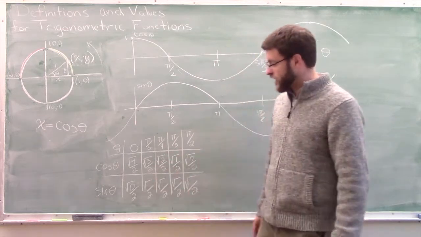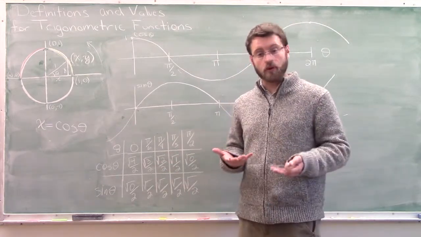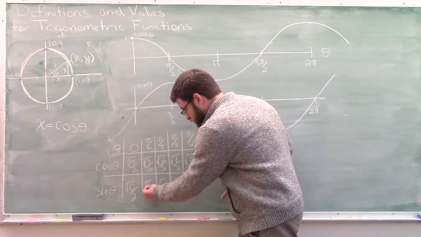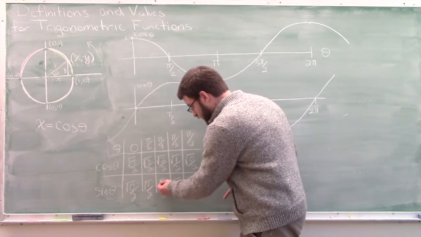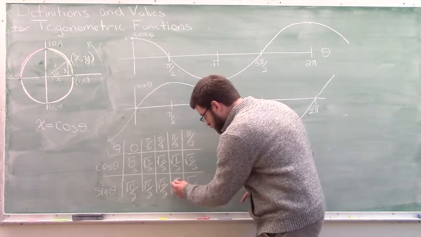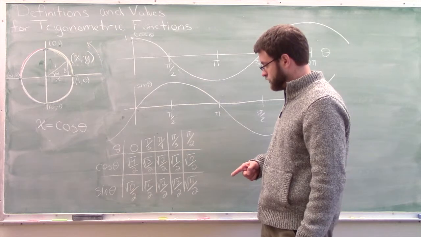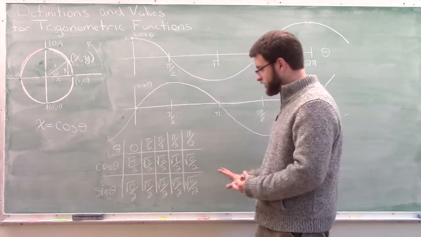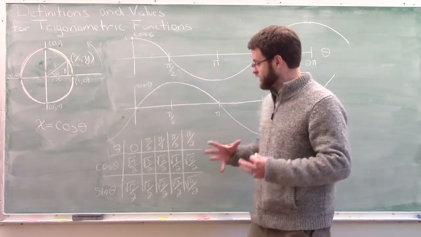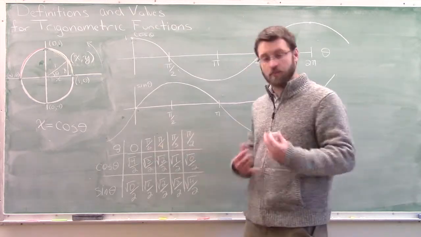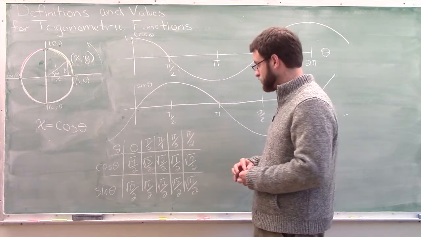For the values of sine, we simply count up. We start at square root 0 over 2. The next special value is square root 1 over 2. The next special value is square root 2 over 2, square root 3 over 2, and square root 4 over 2. Okay? So from that table and that pattern, we now can extract the values of sine and cosine at any of the special angles that we might be interested in.